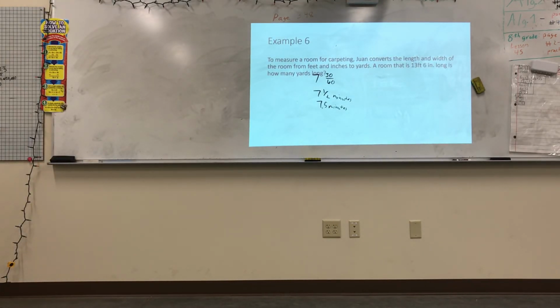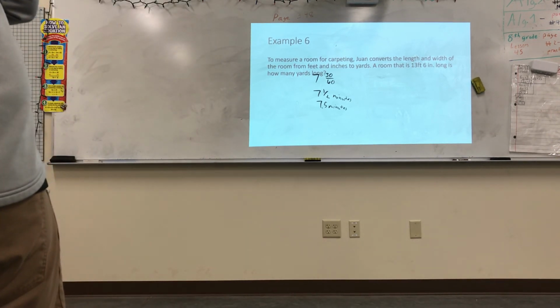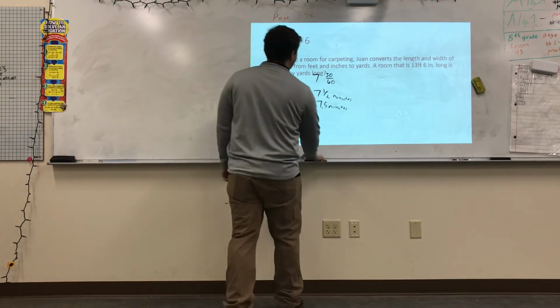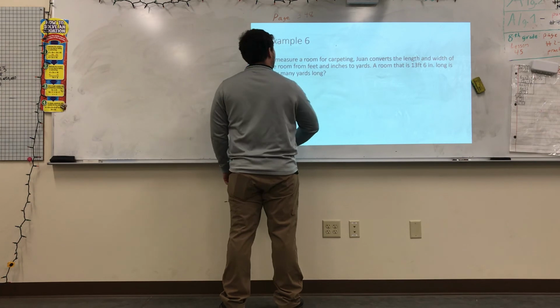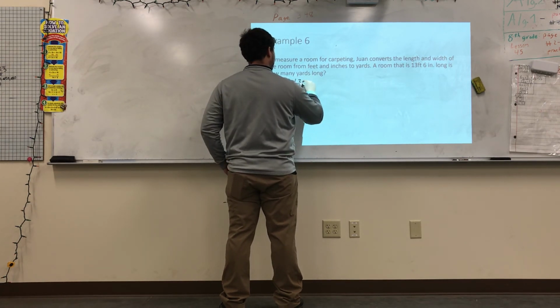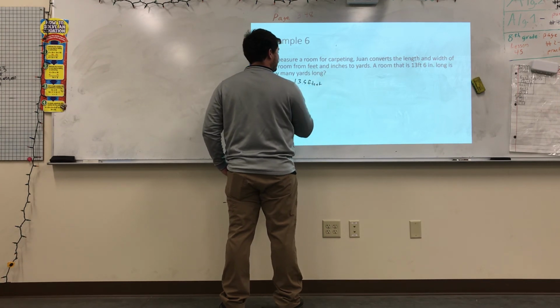To measure a room for carpeting, Juan converts the length and width of the room from feet to inches to yards. A room is 3 feet 6 inches long. How many yards is the room? Let's go that route. Alright, so you'd have 3.5, and this would be feet, because 6 inches is 1/2 foot.